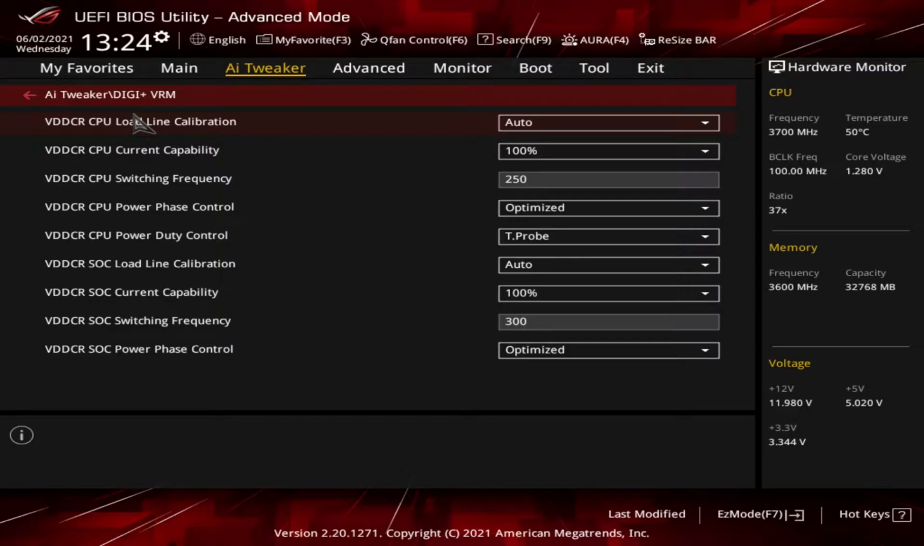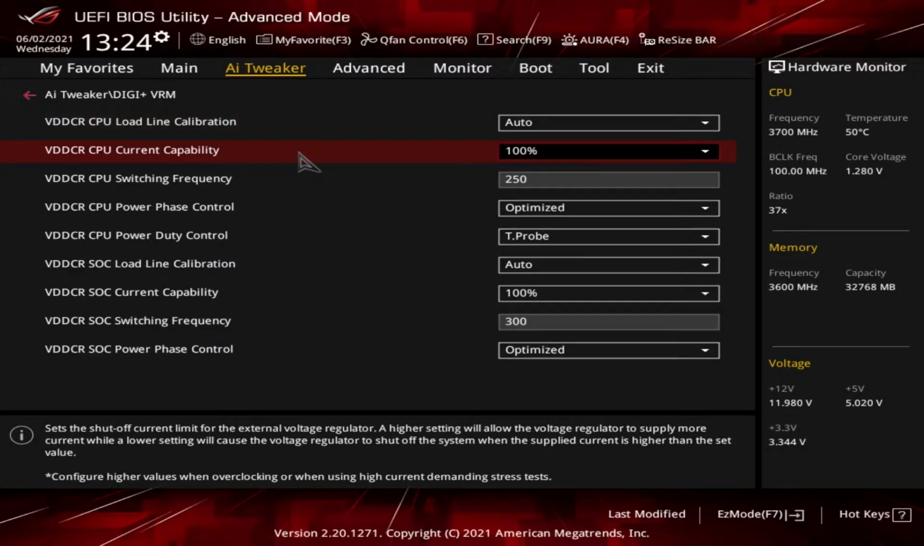First up on here is the CPU load line calibration. Load line calibration, or LLC, is used to ensure that the CPU is getting enough voltage during load increases while not continuously providing overvolting. The purpose of LLC is to stabilize core voltage under heavy CPU loads. CPU current capability. This appears to allow you to make sure that sufficient current is supplied so that you do not run into overclocking limitations.